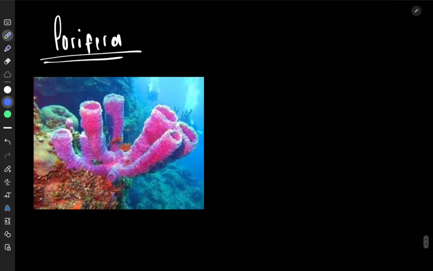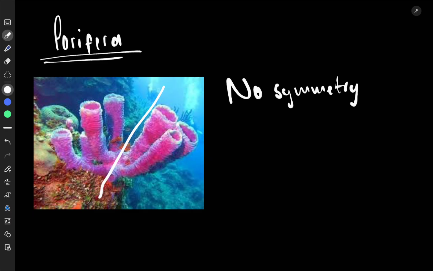Now for porifera, it has no symmetry. There is no symmetry because you can never cut and get the same thing on both sides. If I do it like this, I have three long ones, but here I have two and a short one. So they're not the same. We can never make them look the same. This is an example. These are sponges. This is an example of porifera, right? They're sponges. These are the ones we always use as examples. They have no symmetry. So porifera have no symmetry, and they are not even diploblastic or triploblastic. They don't have any germ layers.